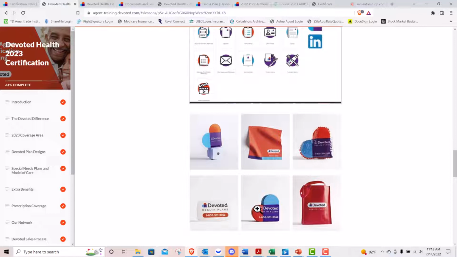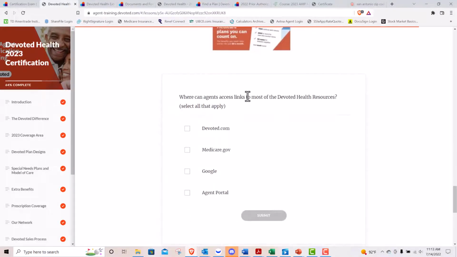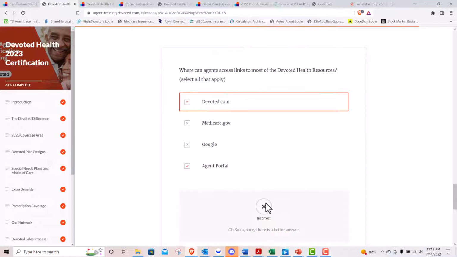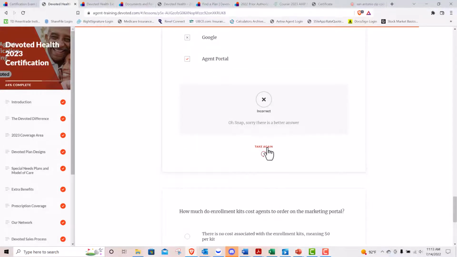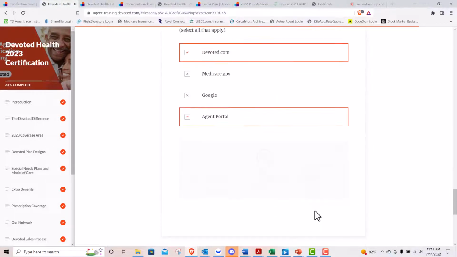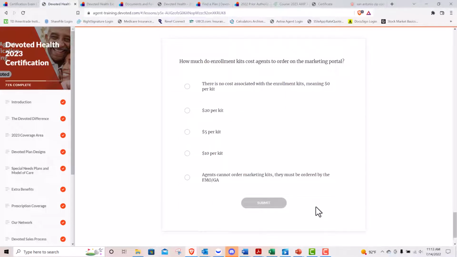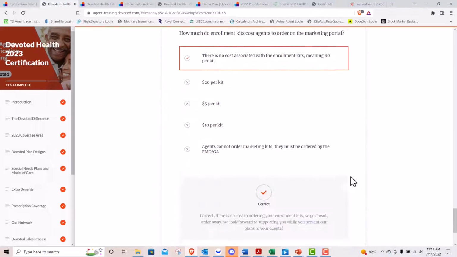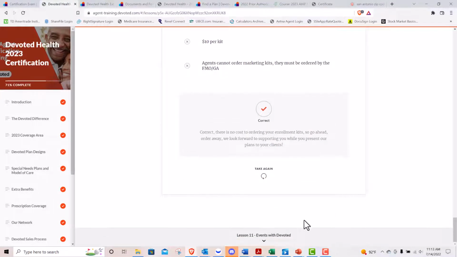All right, looks like we have some interesting things here. Devoted.com. Oh, and the agent wall. Devoted.com and the agent portal submit. There we go. I don't think we have to pay for these. Zero cost for the kits.